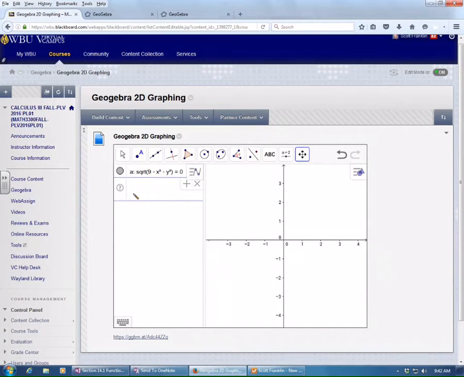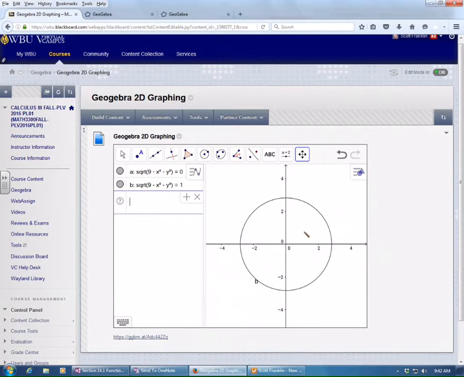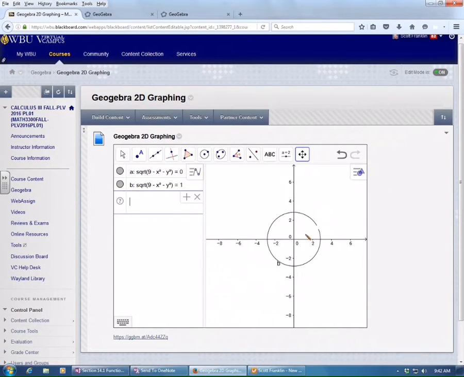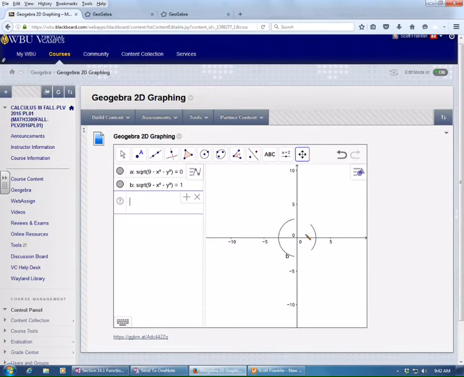That should be something. I don't know what's wrong. x squared minus y. That was the way. No. I don't know why 0 isn't working.